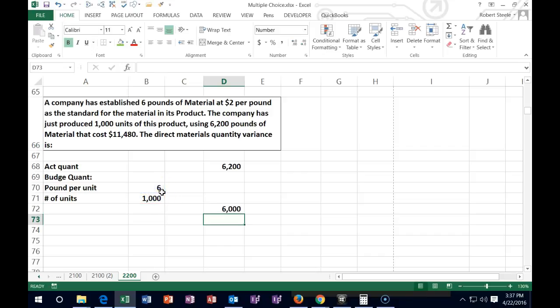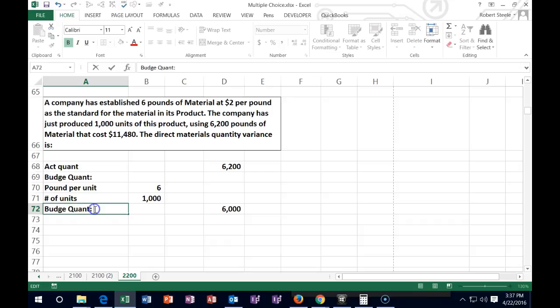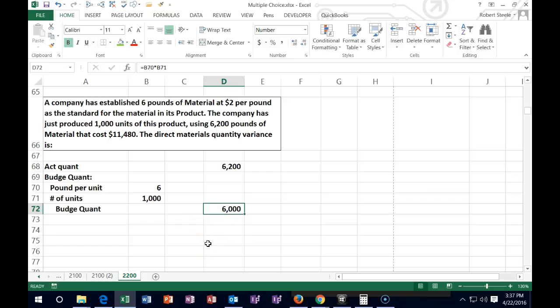We can ask, okay, how much? We're looking for the quantity difference here. I could label this the budget quantity without the colon. And if we want to clean this up, we can indent these: Home tab, alignment, indent, and align this one out. If we're thinking about the change in the quantity, we're not talking about the change in price, what we actually paid versus what we budgeted to pay. We're looking at the change in quantity, and we're saying we budgeted that producing 1,000 units would take 6,000 pounds, but it actually took 6,200. We budgeted it at that level of production at 6,000.